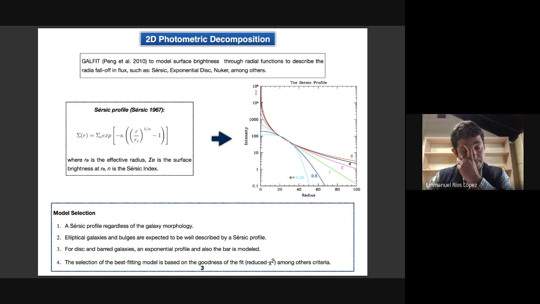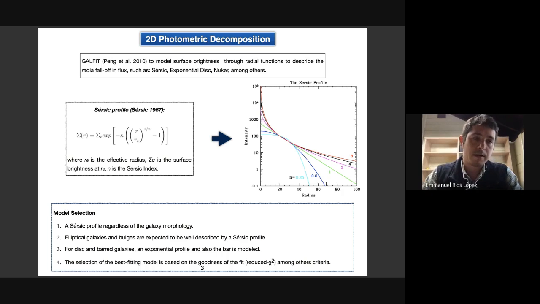Here I show you the Sérsic profile for different values of the Sérsic index. For small values of the Sérsic index, the inner profile is shallower, while for large values of the Sérsic index, the profile is steeper. There is also some difference at the outer region, depending on the Sérsic index value.